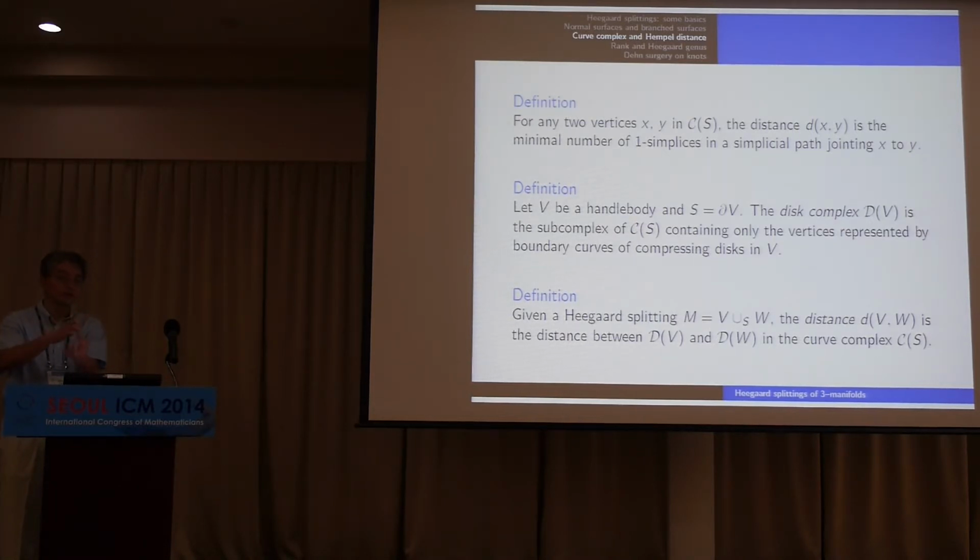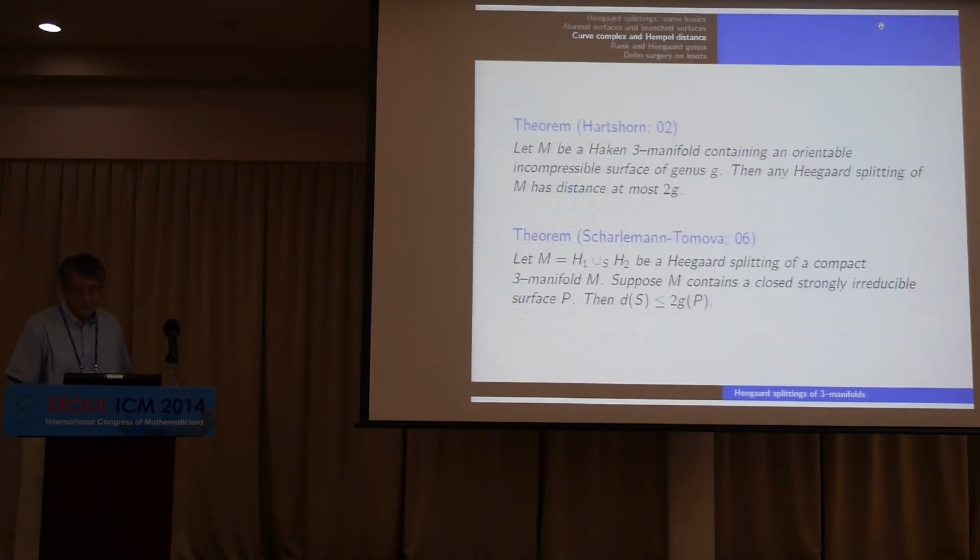So that's equivalent to saying that the distance is zero, and a strongly irreducible splitting means that the distance is at least two, for all the Heegaard splittings except the lens spaces, of course. Okay.